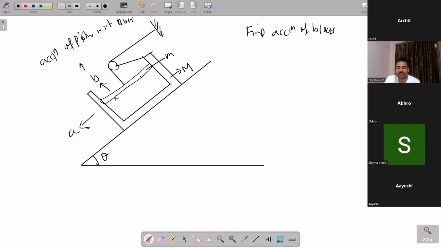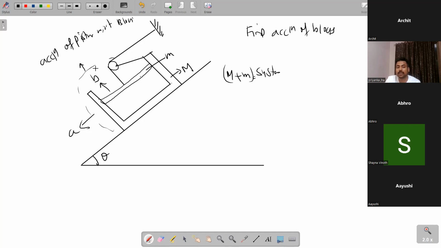Right? This piston will move inside the block. So b is the acceleration of the piston with respect to the block, correct? Now, just imagine a system that is M plus m. This is your system. Apply Newton's law on this system along this inclined plane.